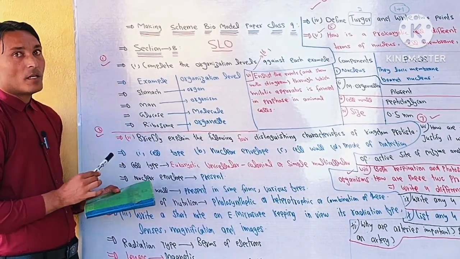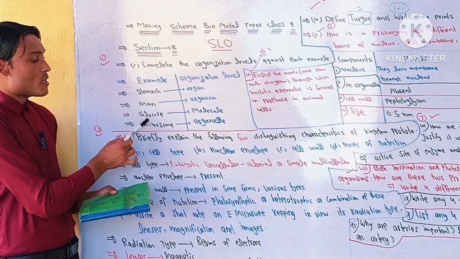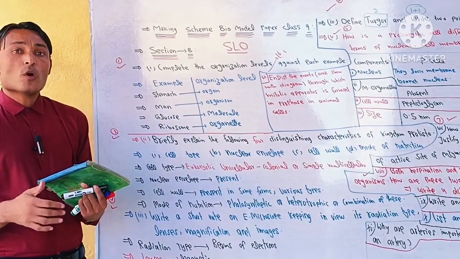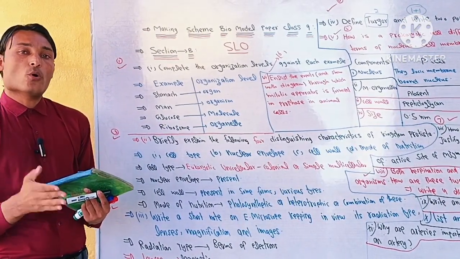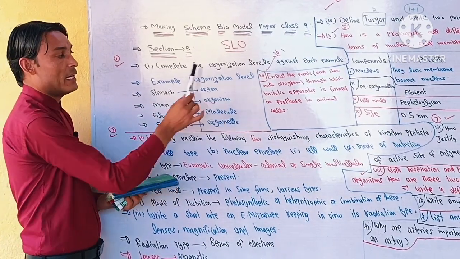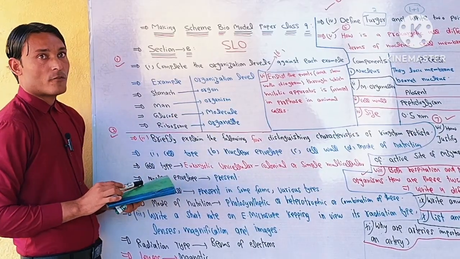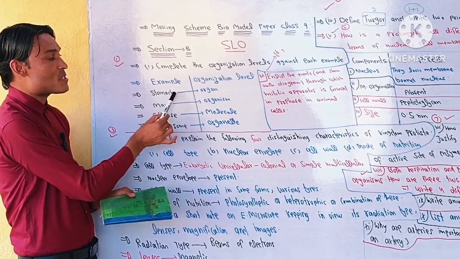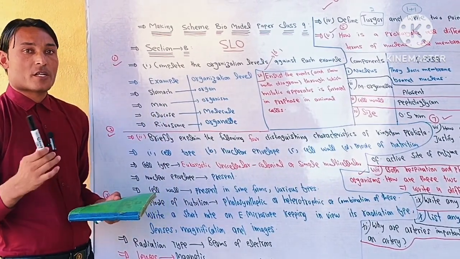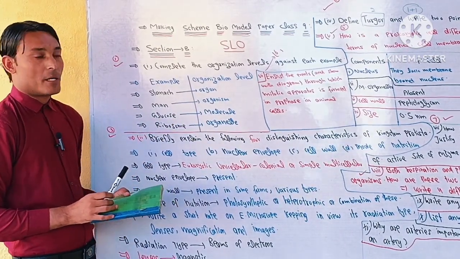They give you examples, like the stomach, mango, glucose, ribosome. What you have to do is write only the organization level in front of each example, and it carries a single mark each. For example, if you write organ in front of stomach, you get a single mark. If you write organism for mango, you get a second mark.